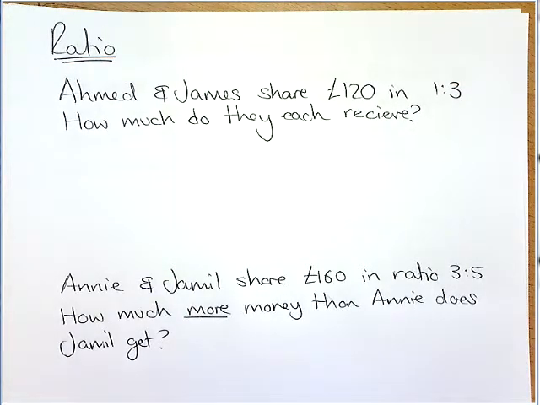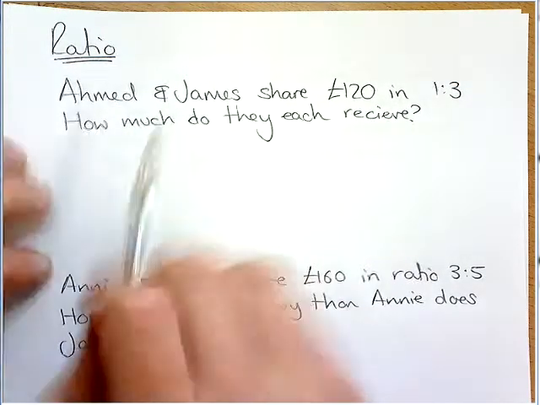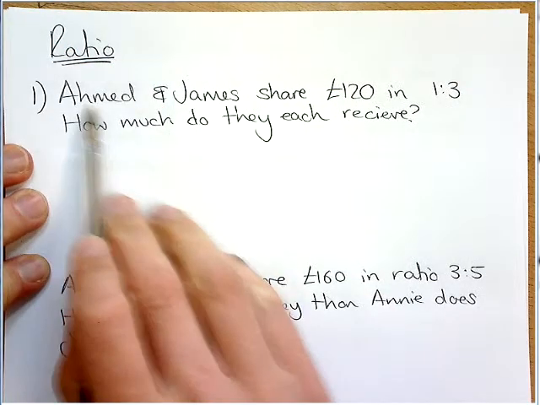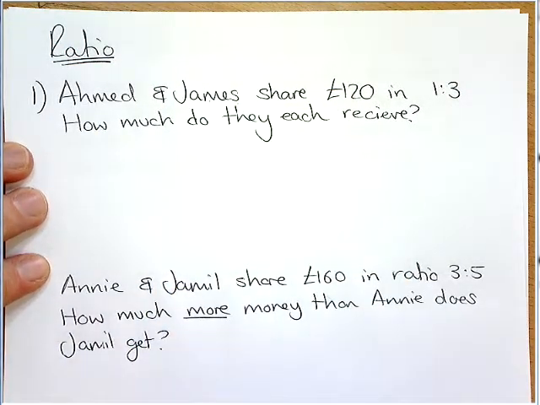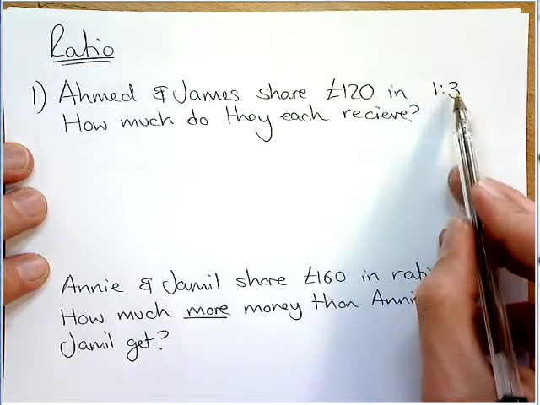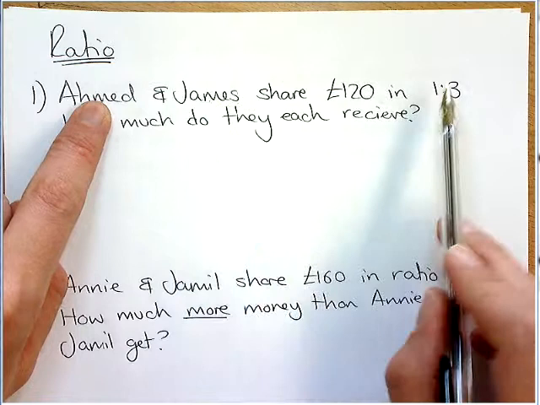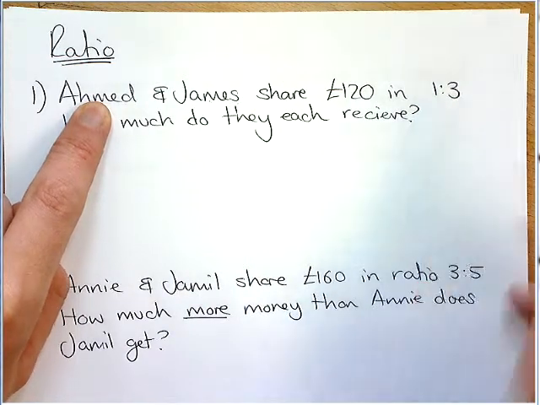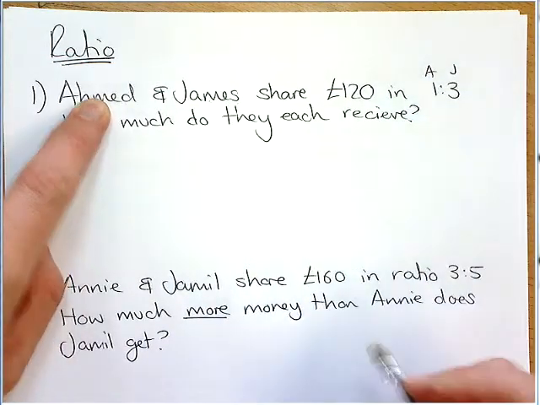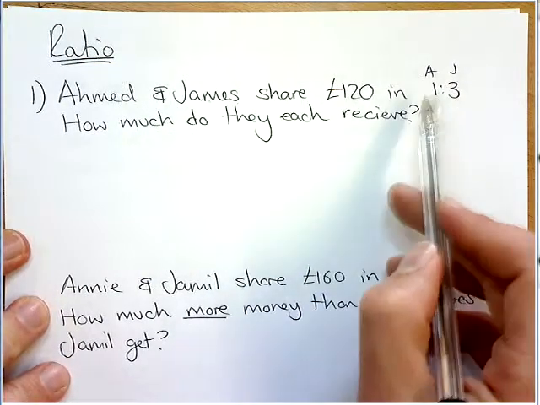Now we're going to take a look at ratio. So in this first question, question 1, we have Ahmed and James. They're sharing £120 in the ratio of 1 to 3. Now the first thing you need to realise about ratio, if we say Ahmed and James, this is in the same order. So this is Ahmed and this is James's share. How much do they each receive?